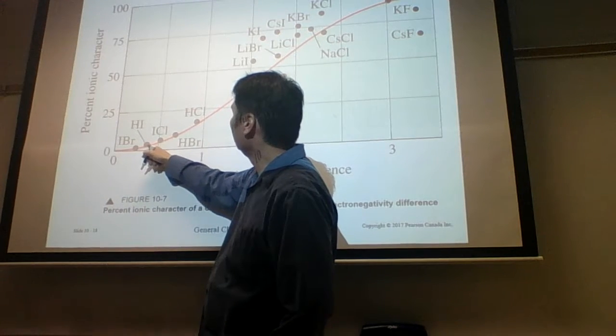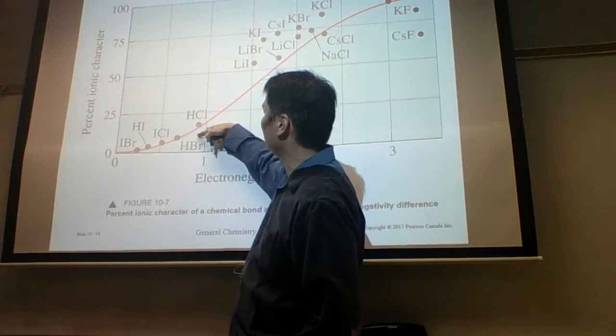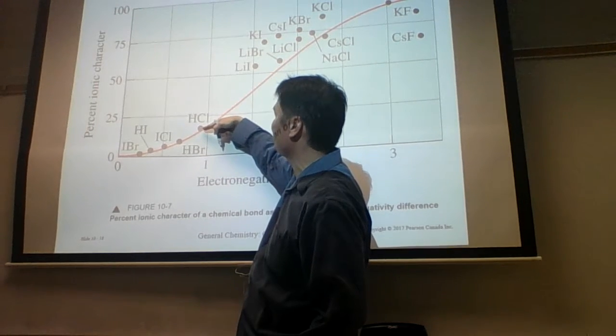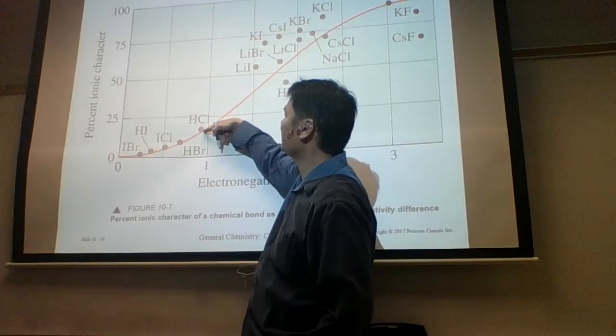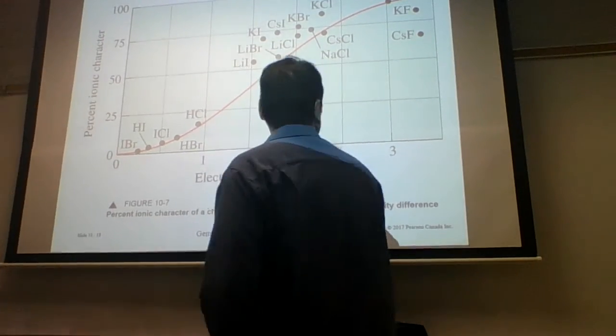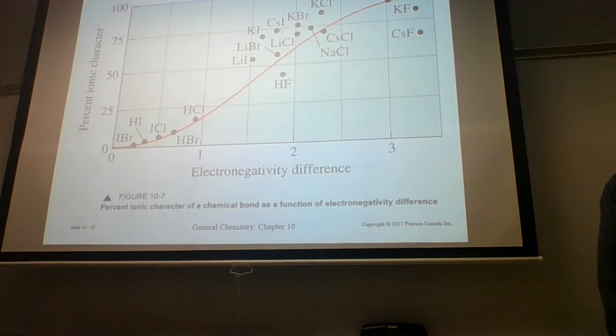And then if we go to something like HCl, HCl is about 20% ionic, which means it's 80% covalent. And so it's mostly covalent. We call it polar covalent. So we draw HCl this way.